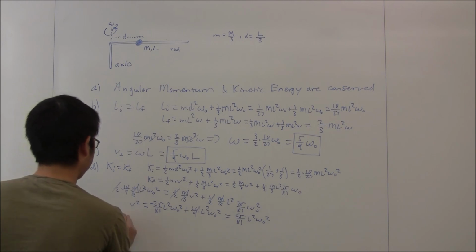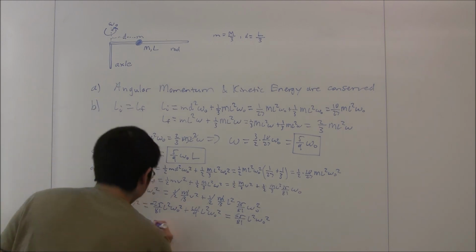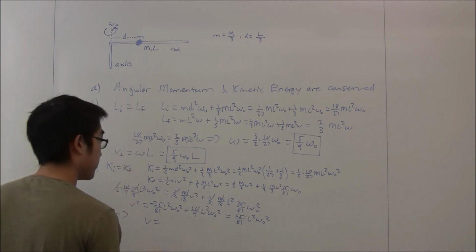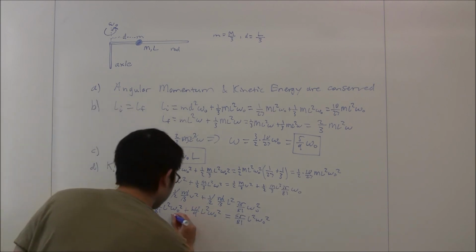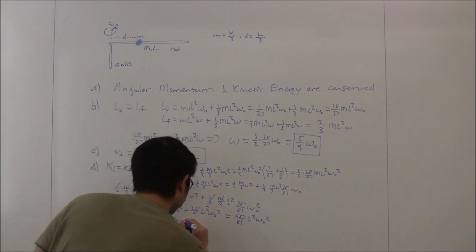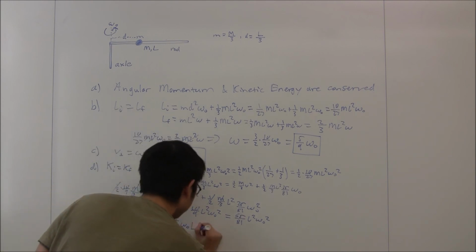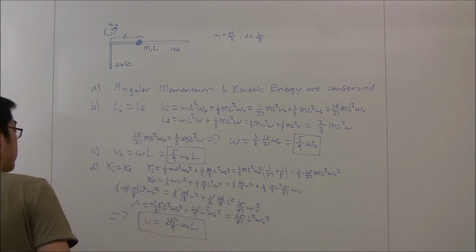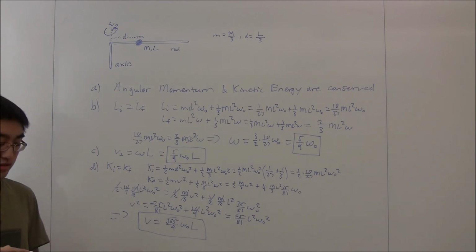Which means that our answer for the speed of the bead when it's at the end of the rod is going to be the square root of 65 over 9 times omega naught times big L. So that's our final answer for part D of the problem.